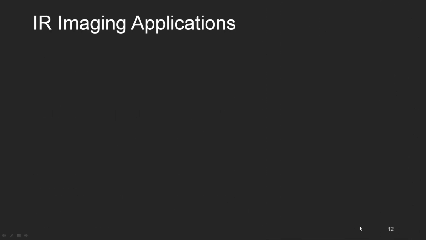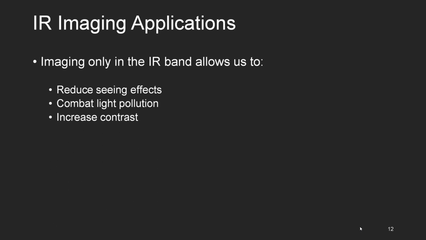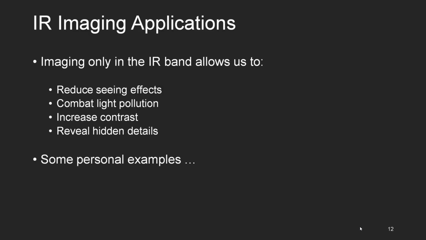Now let's get to the fun part, actually using IR imaging to enhance our amateur astronomy experience. Imaging in infrared allows us to reduce atmospheric seeing effects, combat light pollution, increase contrast, and reveal details that would otherwise be hidden. Let's have a look at some of my own personal examples.